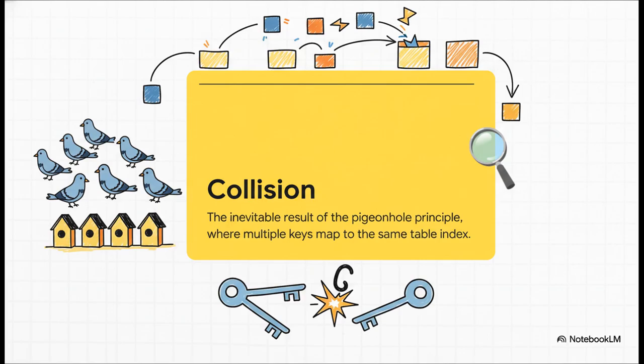But wait, there's a catch. What happens when our super smart attendant's little formula assigns the same hook to two different people? Boom, that's a collision. And because of a basic math idea called the pigeonhole principle, if you've got more coats than hooks, someone's going to have to share. Collisions are basically guaranteed to happen. And this becomes the central problem that every hashing system has to solve. What do you do when two things want to be in the same place?